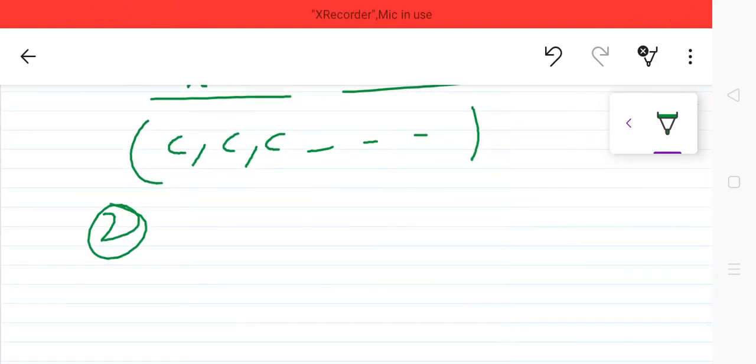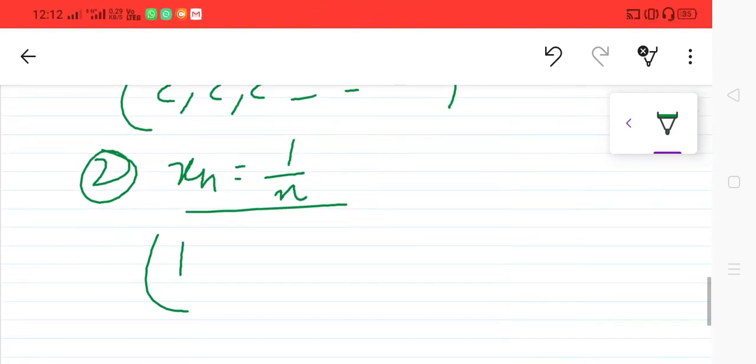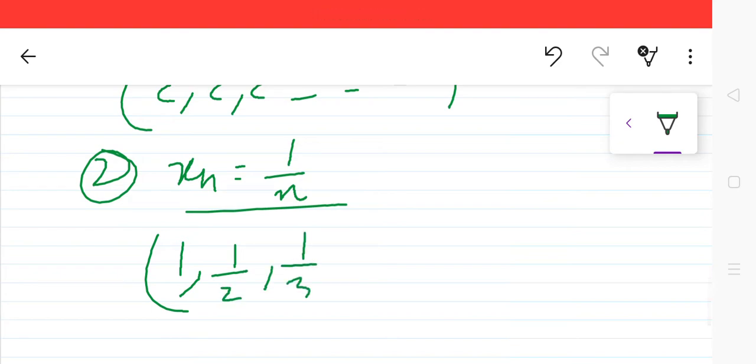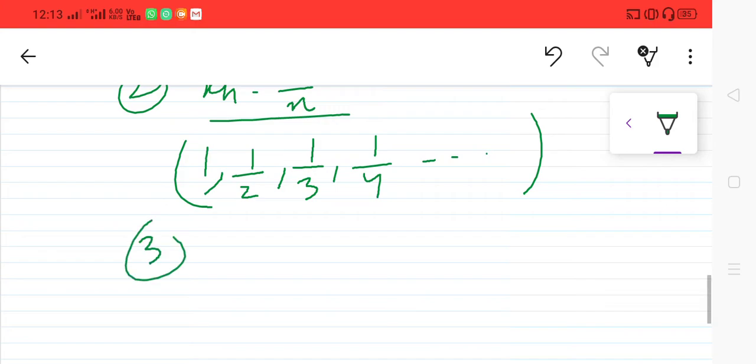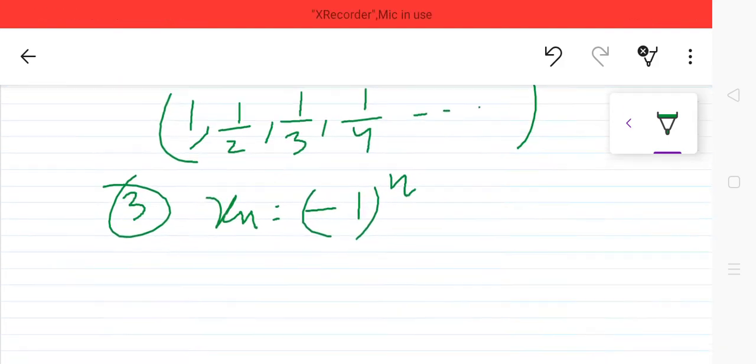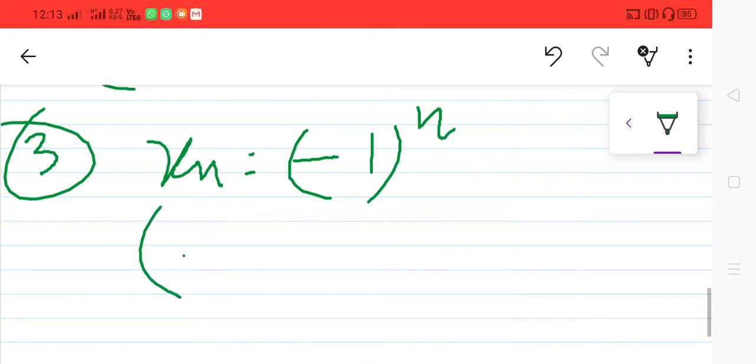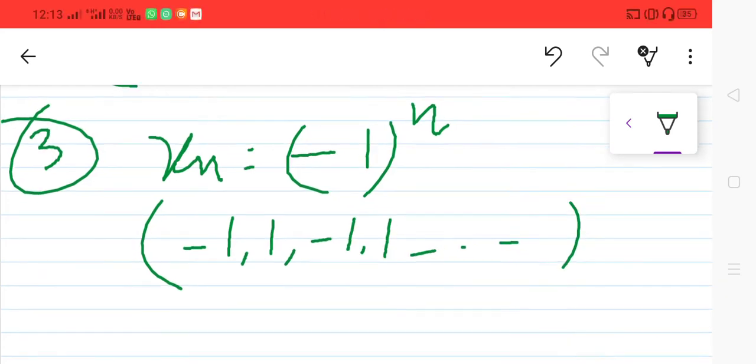Another thing is, if you consider the sequence 1 by n, then what does it say? It is the sequence where 1 maps to 1, 2 maps to 1 by 2, 3 maps to 1 by 3, 4 maps to 1 by 4, and so on. The third one is xn equal to minus 1 to the power n. These are very important sequences. So how does it look? Minus 1, 1, minus 1, 1, and so on.